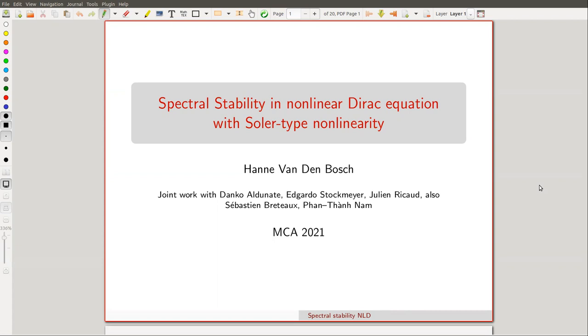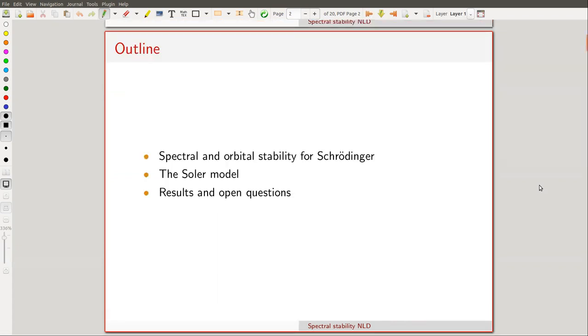So actually, it's about the nonlinear Dirac equation, but I think it's instructive to start with what happens in Schrödinger, to look a bit at analogous questions, and then move to the model we're actually interested in, where we have new results, and show you some things that we were able to do, and a lot of things that we are not yet able to do. So there are a lot of open questions as well at the end.